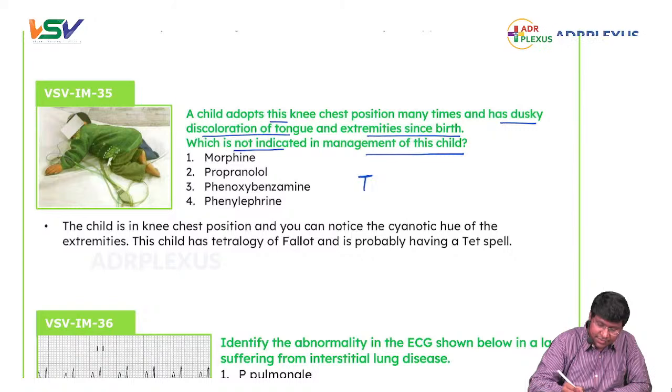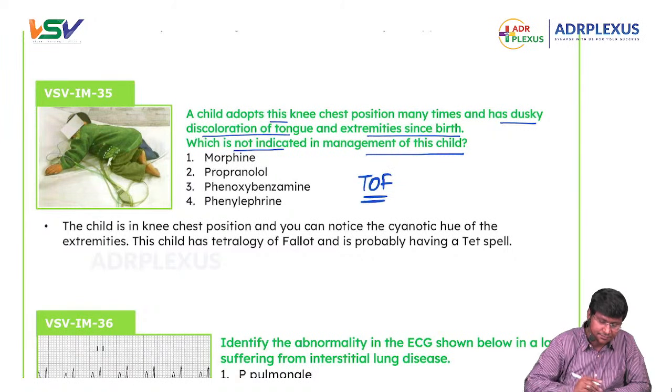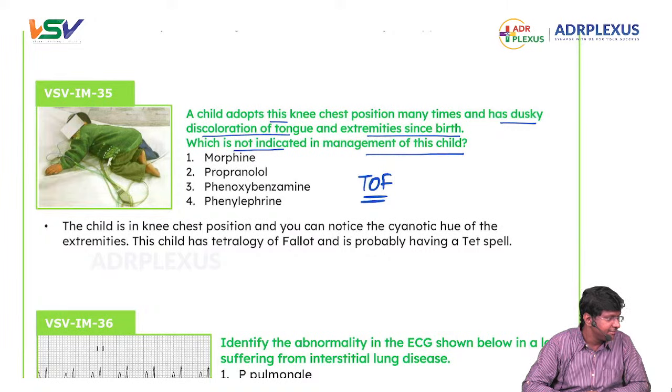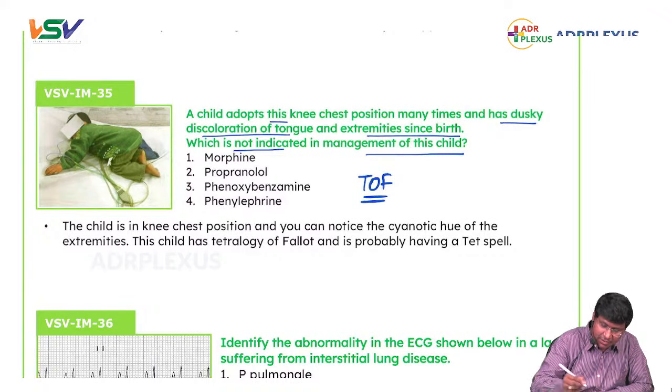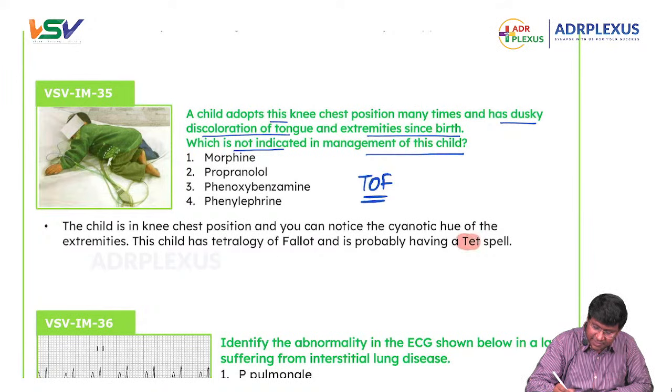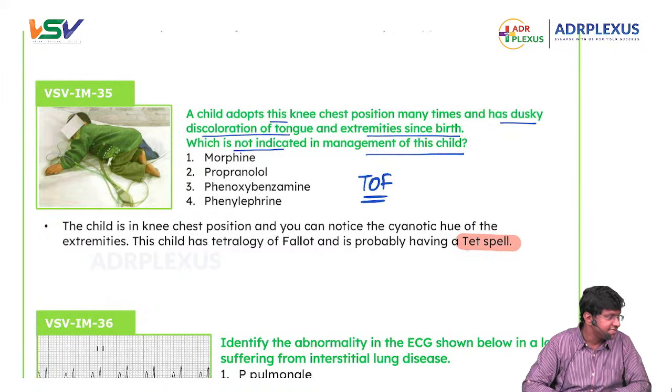Yeah, so the diagnosis is tetralogy of Fallot, where you have VSD, subpulmonic stenosis, right ventricular hypertrophy, as well as the overriding of the aorta. So the drug which is not indicated in these patients, yeah, this particular patient is having a TET spell, which is nothing but a cyanotic spell. A cyanotic spell is present in this individual.